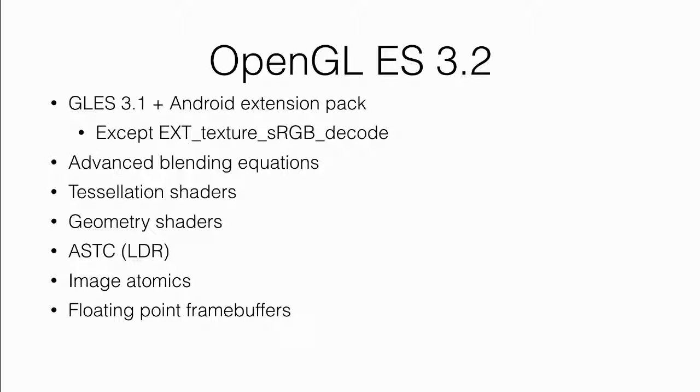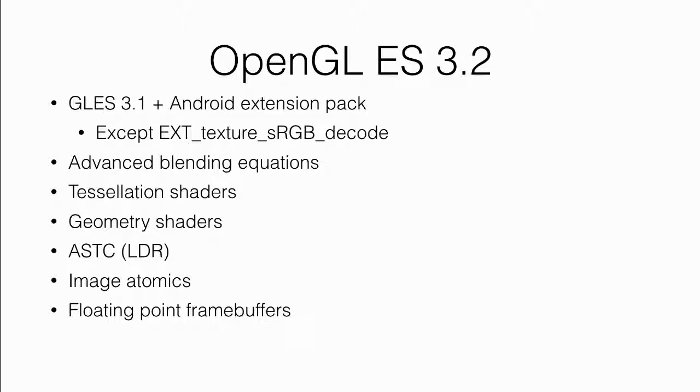So this has been folded into the actual specification of OpenGL ES 3.2, except one of the extensions that you can see on the slide. And some of the highlights include advanced blending equations. So now the hardware can take care of doing all the blending modes that you find in Photoshop or other image processing applications. You don't have to write shaders for that anymore. It's part of OpenGL.